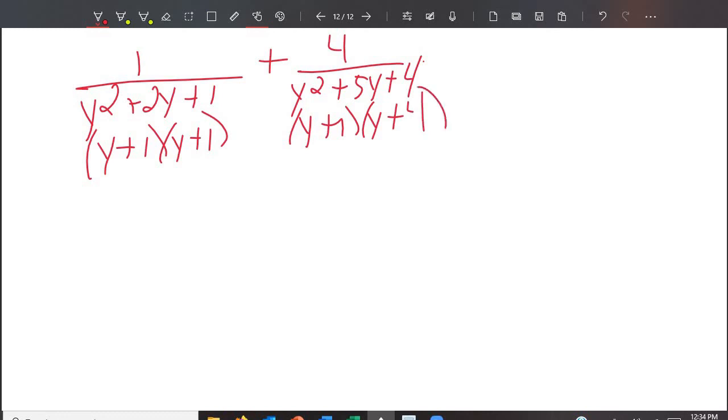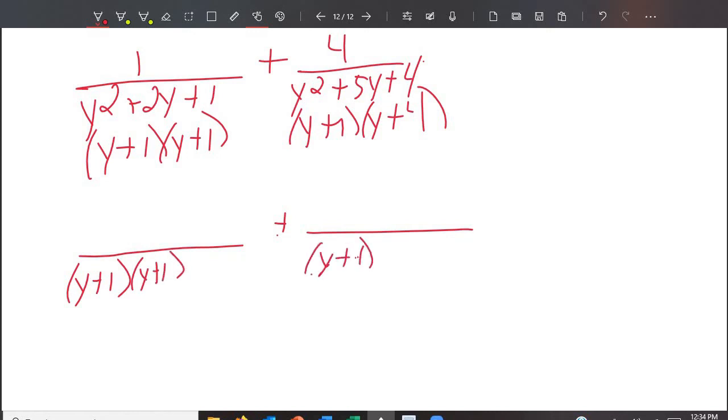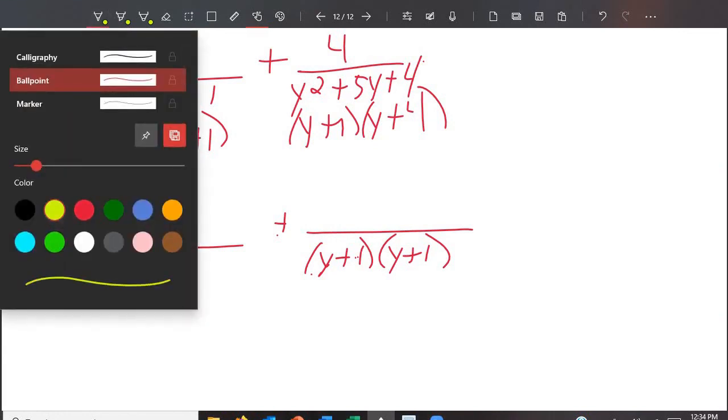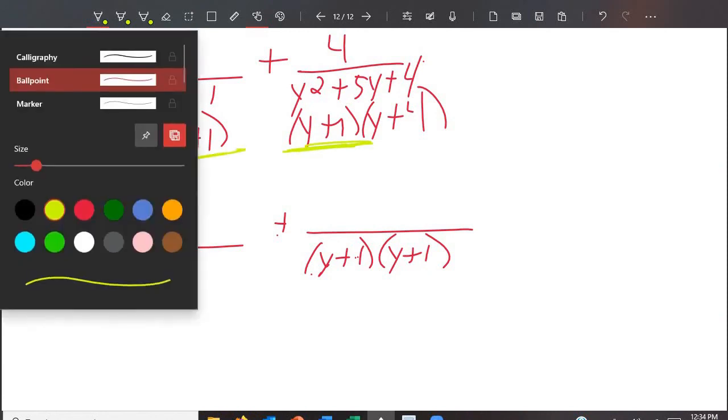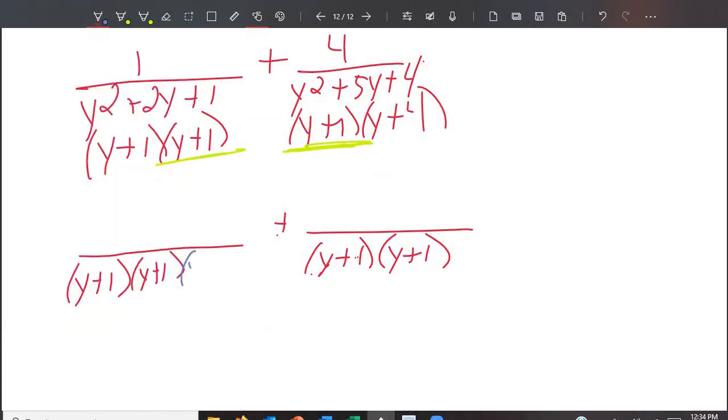Okay. The common denominator has to have what's in the first fraction. The second denominator, if there's something they're not sharing, we have to include it. Well, notice they're sharing a y plus 1. They are not sharing the y plus 4, so we're going to have to put a y plus 4 in the bottom. And we're going to have to multiply the tops by something.